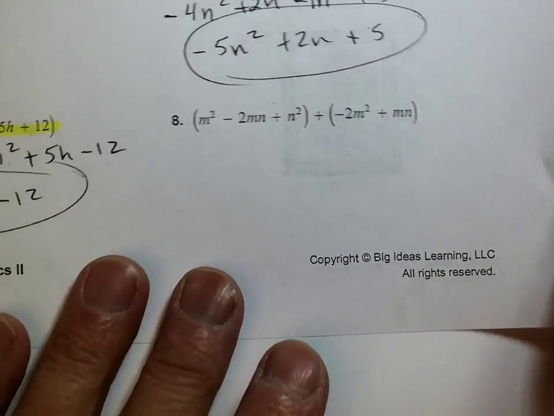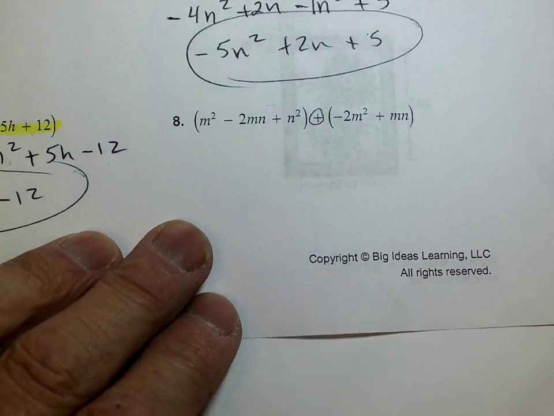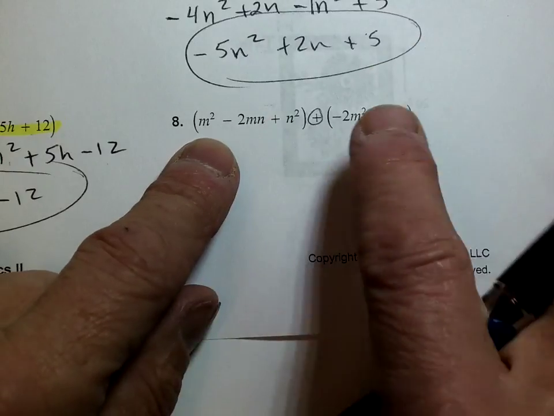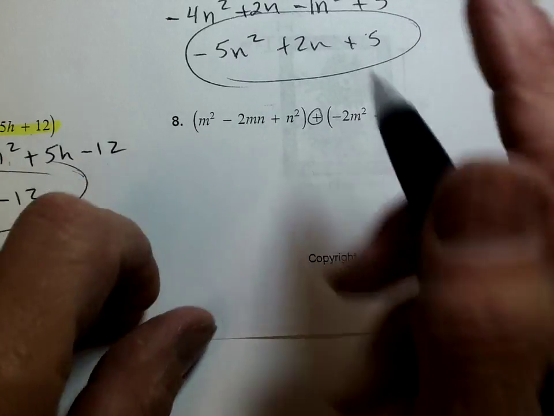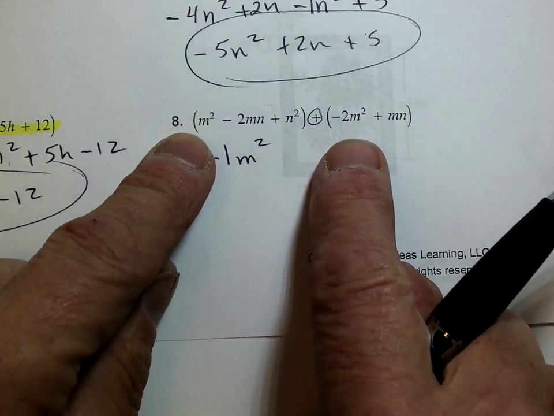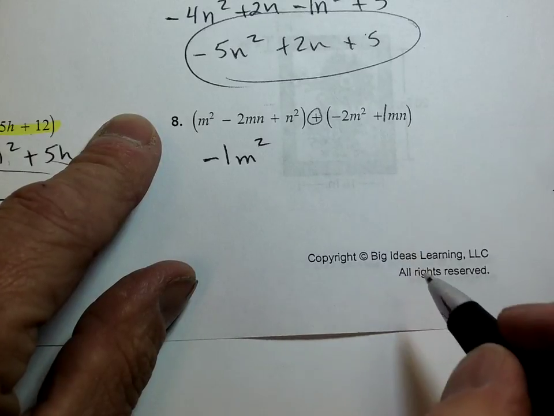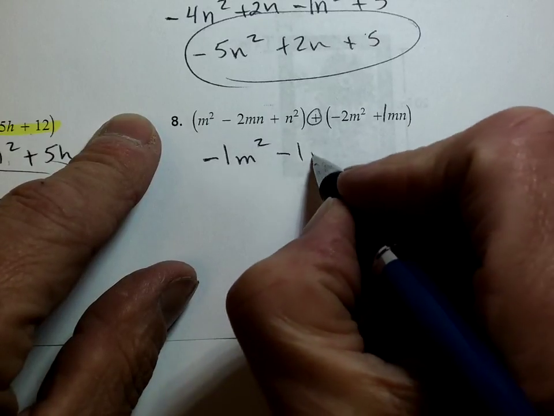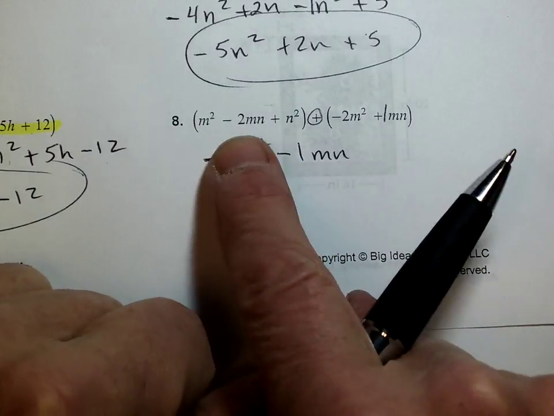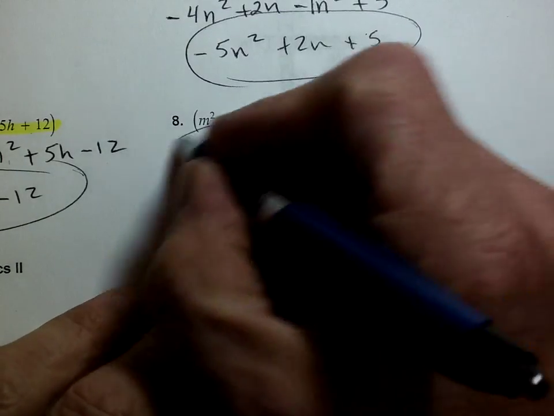Okay, number 8. Let's take a look at 8. So now we're just adding. I've got a 1m, that's like a 1m squared, minus 2m squared makes a negative 1m squared. I've got a negative 2mn plus a 1mn makes a negative 1mn. So just combine that. Put those two together. And now the n squared is all by itself, right? N squared is all by itself, so I go plus n squared.